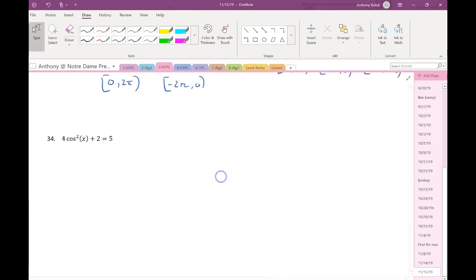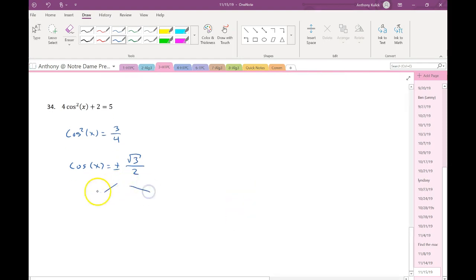So the first thing I'm going to do is get the cosine squared by itself. So I'm going to subtract 2 from both sides and then divide by 4. Good with that? We'll square root both sides. So that's going to give me the plus or minus. And then the square root of 3 I can't do anything with, but the square root of 4 is just 2.